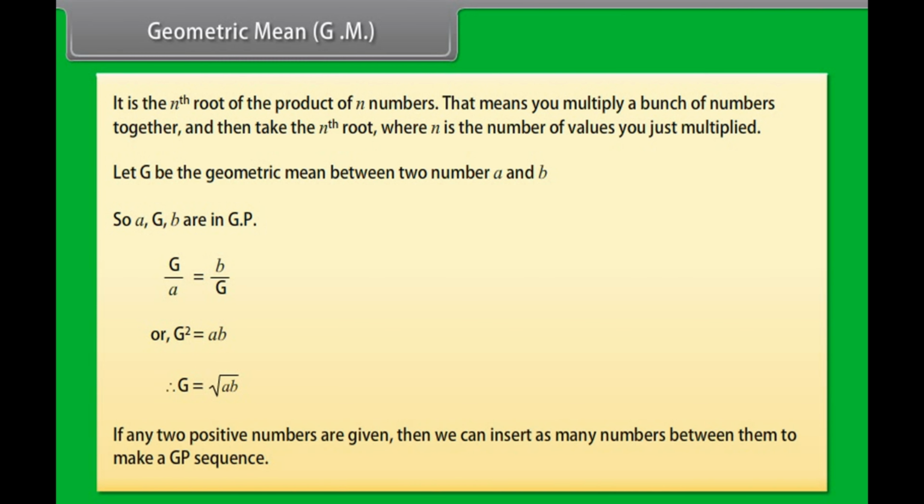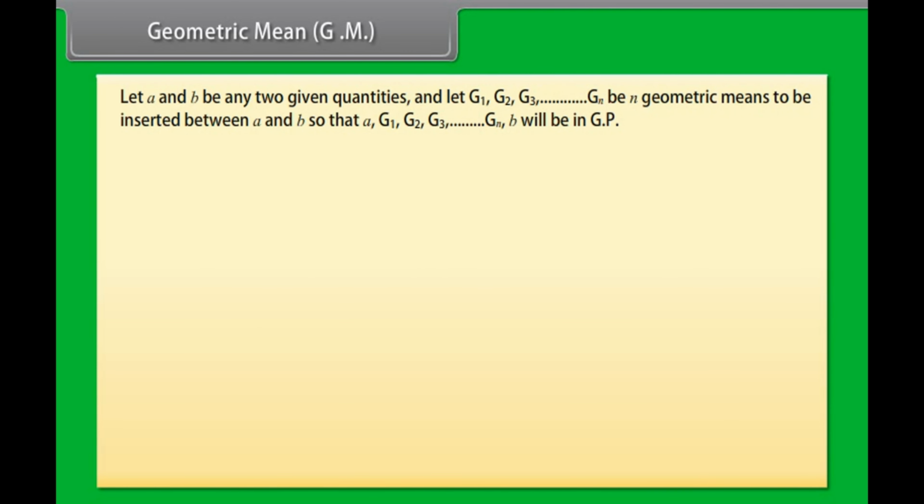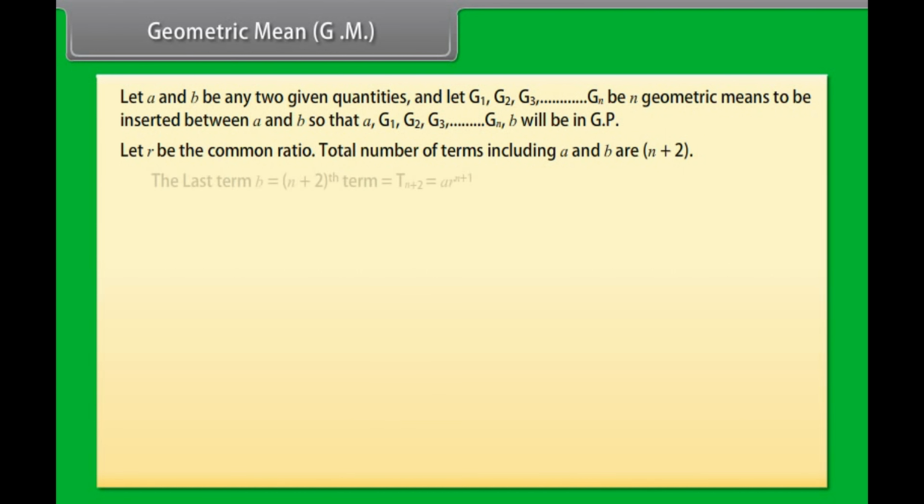If any two positive numbers are given, then we can insert as many numbers between them to make a GP sequence. Let a and b be any two given quantities, and let G1, G2, G3 up to Gn be n geometric means to be inserted between a and b, so that a, G1, G2, G3 up to Gn, b will be in GP. Let r be the common ratio. Total number of terms including a and b are n + 2. The last term b = a r^(n+1).